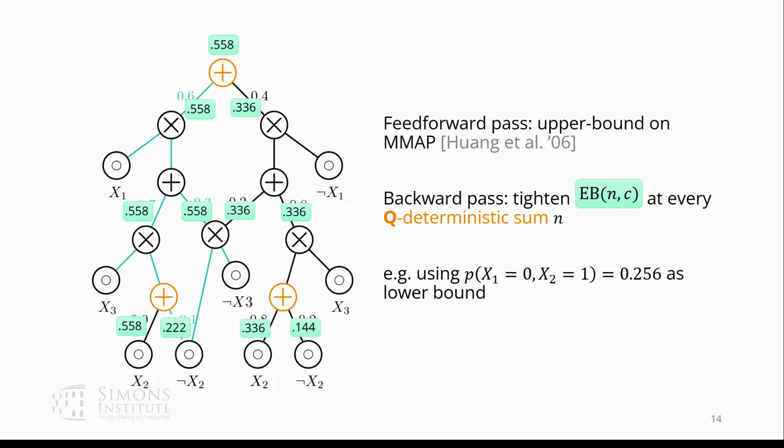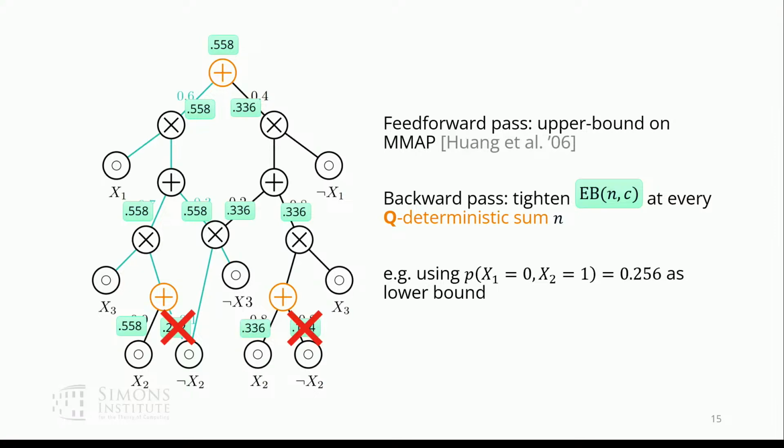So if we computed this kind of edge bound, and let's say you are using some partial assignment to give you a lower bound on your marginal map. So now you have the lower bound, and then you can look at the circuit and say, oh, so these two bounds have values smaller than the lower bound. I can get rid of it. So make the circuit slightly smaller.